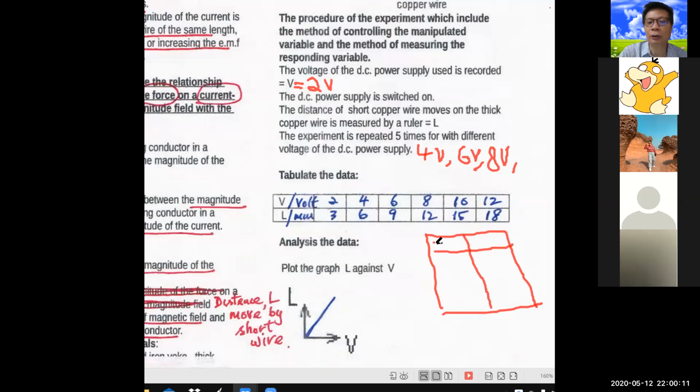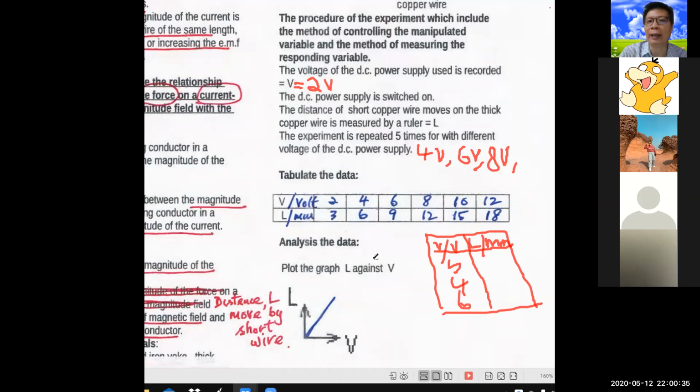So here is the word. Here, L, okay, with the millimeter, okay? Here, you can write it out. 4, 2, 4, 6, and so on. The table is like that.